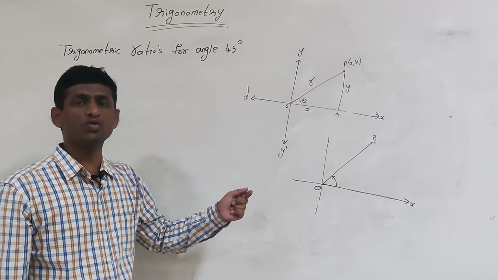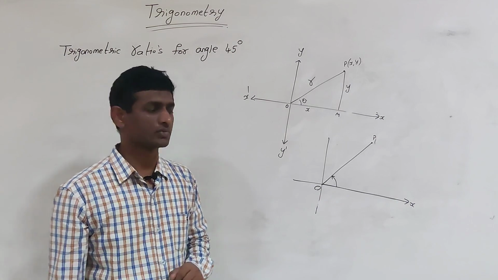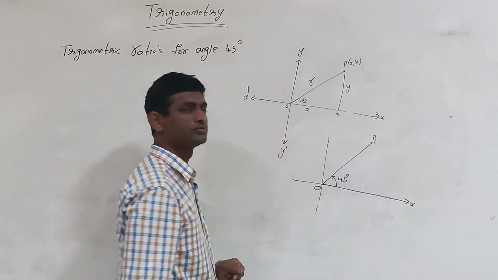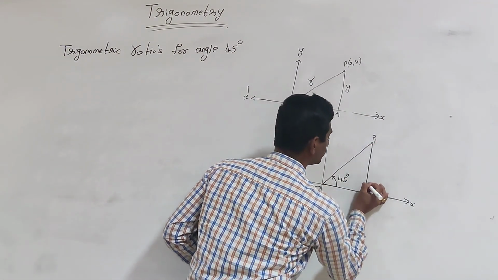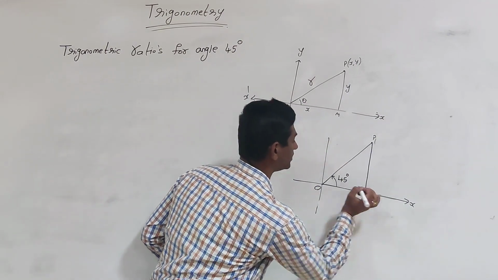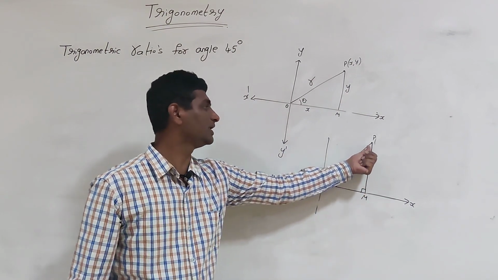If it is anti-clockwise, it should be positive. If it is clockwise, it should be negative. Now, assume that it is 45 degrees. If you draw a perpendicular from P to the x-axis at M, then that angle will be 90. So 45, 90. And can you guess what will be the remaining angle?